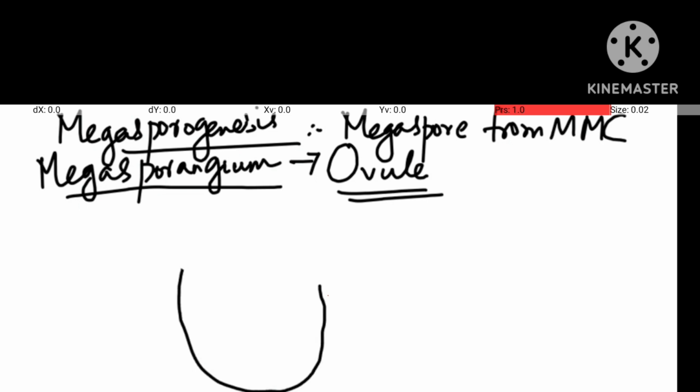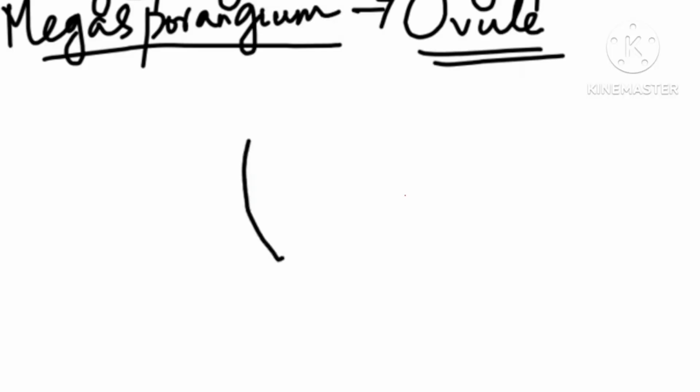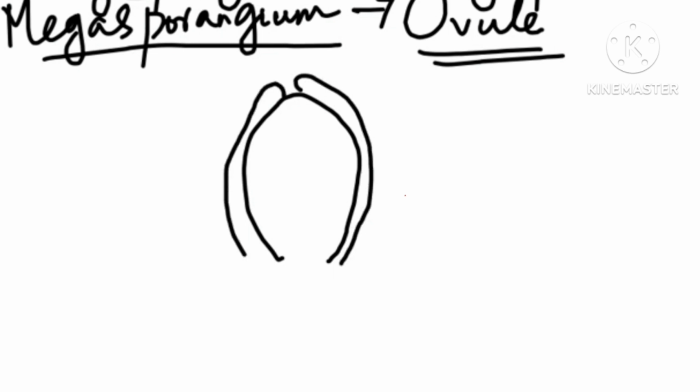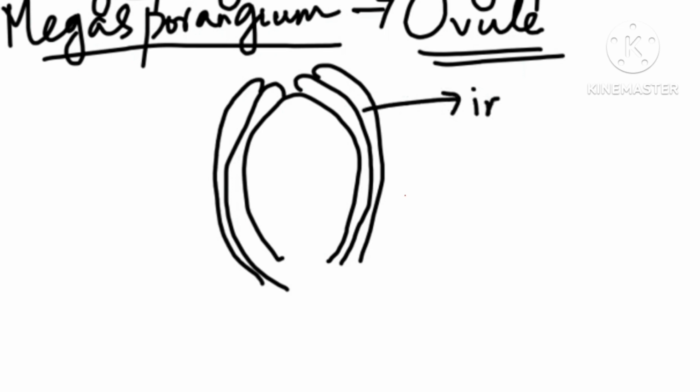How to draw ovule? Draw something like this, like this oval shape. Draw integuments. What is the use of integuments? Protection. Yes, integuments are there for protection.